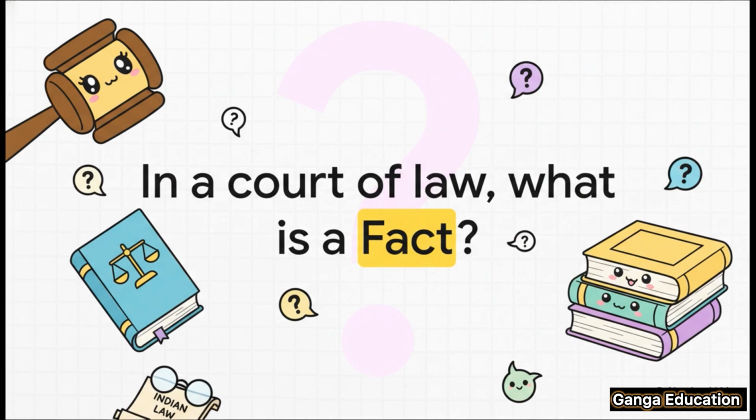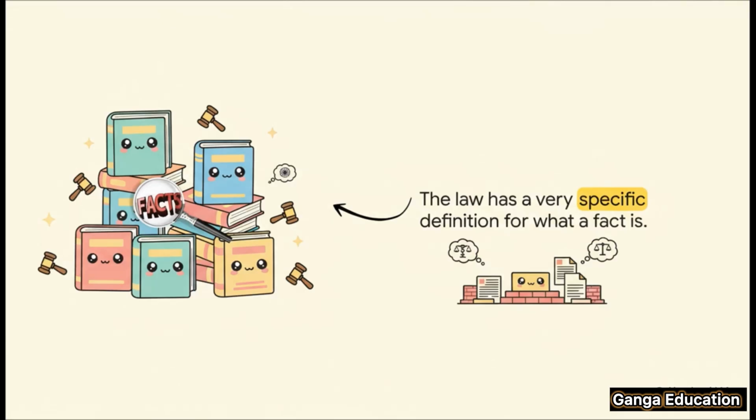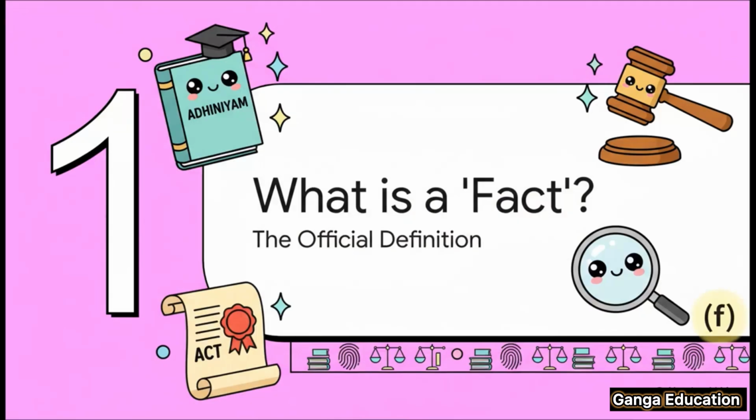Now, you'd probably think the answer is simple, right? Something that's true. But in the eyes of the law, well, it's a whole different story. And frankly, a much more interesting one. You see, for a lawyer or a judge, a fact isn't just some universal truth. It's the actual raw material, the building blocks for every single argument and every piece of evidence. Understanding this specific definition is the very first step. So let's get right into it.